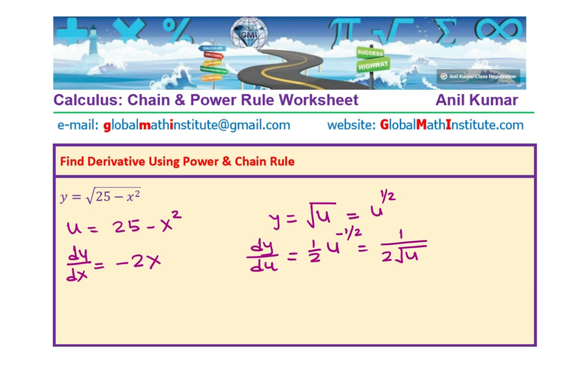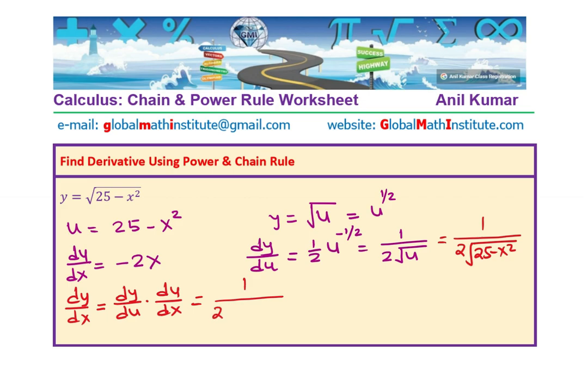Now, what is dy/dx, which you really want to find? That is equal to dy/du times du/dx, correct? So for dy/du, I could replace u by 25 minus x squared, right? So let's now multiply the two derivatives, which is 1 over 2 square root of 25 minus x squared, times the derivative, which is minus 2x, du/dx, right?